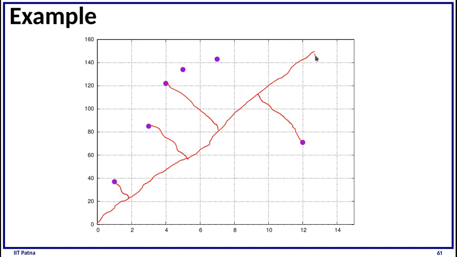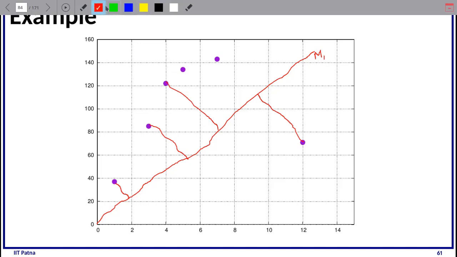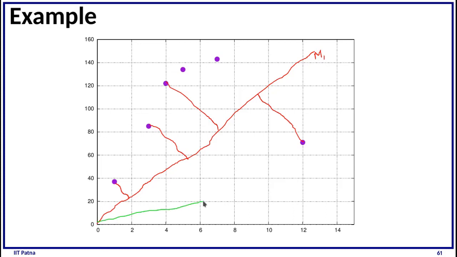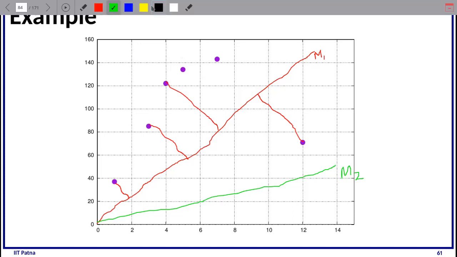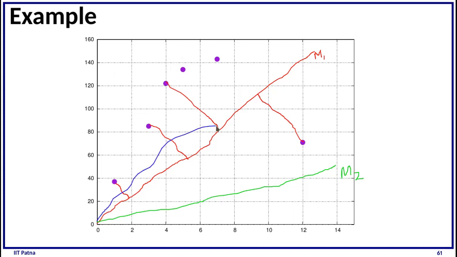So for this line, let's say I have MSE as M1. If I choose another line, let's say this line, then I will have another mean square error, let's say M2. If I choose another straight line that passes through the origin, then effectively I will have another mean square error value. Now among these mean square errors, I need to choose those lines for which this Mi value, capital Mi, is the minimum.